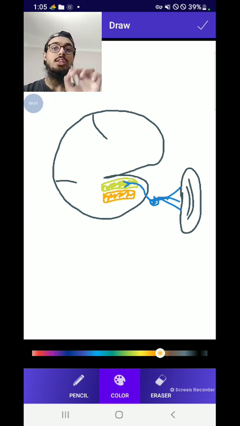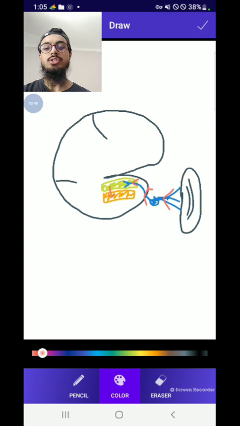What are the functions of this area? I will tell you in practical form later on. First I tell you how the information comes and how it moves towards this area. The information from the internal ear goes in this direction, towards which area? The primary auditory cortex. Then it enters the auditory association cortex.